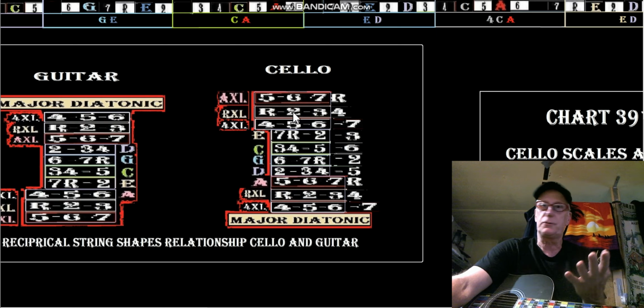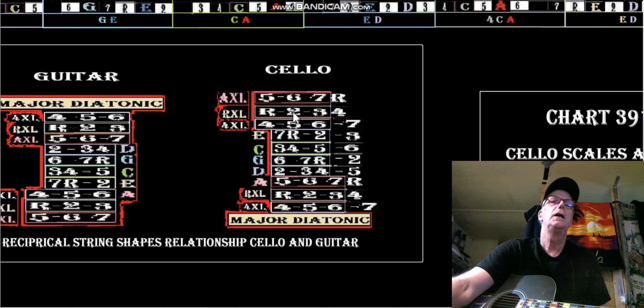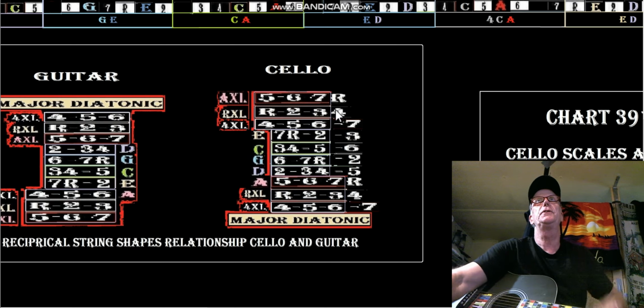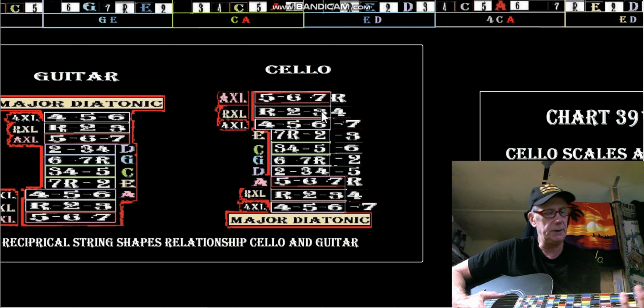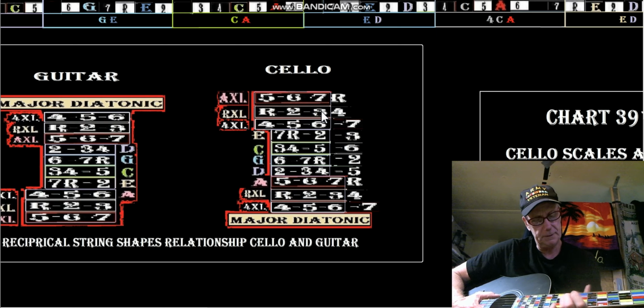You can start string shapes anywhere. String shapes is the root, the 2, the 3. Okay, we're adding the 4 because we're locking into the D shape, 2, 3, 4. So root, 2, 3 locks in with 2, 3, 4. But we recognize root, 2, 3 anytime. It's just simply root, 2, 3. And then 2, 3, 4.